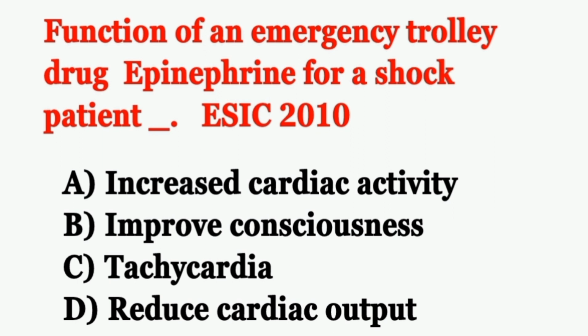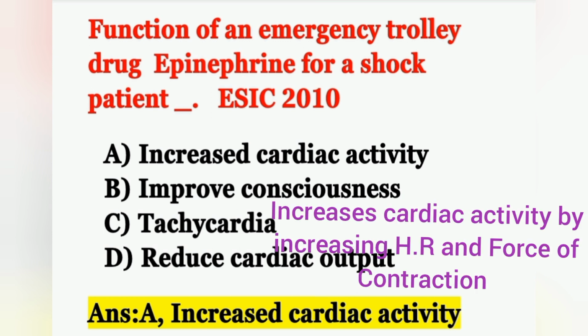The first question, function of an emergency trolley drug epinephrine for a shock patient. This question is from ESIC question 2010. Options: option A, increase cardiac activity, option B, improve consciousness, option C, tachycardia, option D, reduce cardiac output. So here our question: why are we using, or what is the function of, this epinephrine drug for a shock patient? Okay, here the answer is option A, increase the cardiac activity.